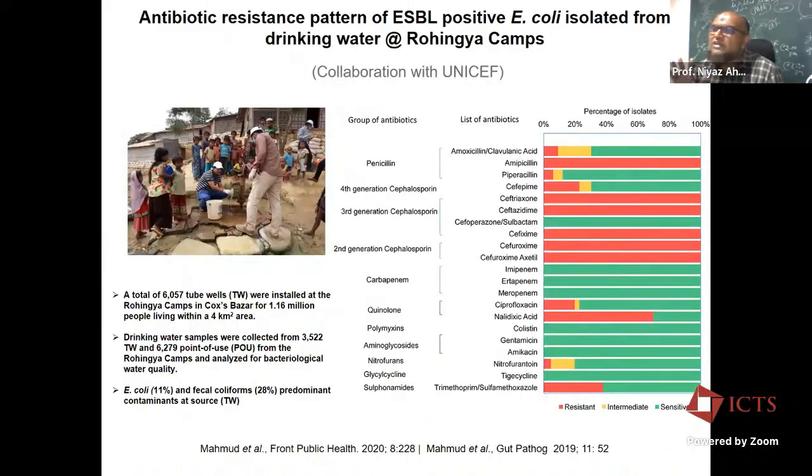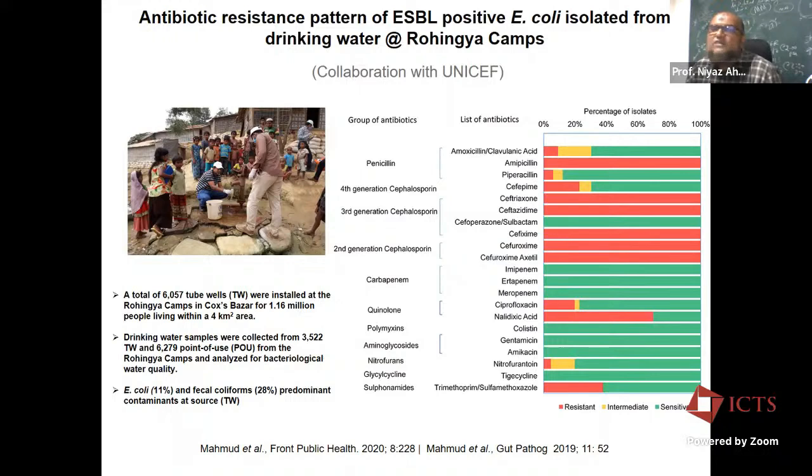It is not that only the municipal settings or the medical facilities report that. In the refugee setting, for example, we had an opportunity to work with UNICEF in the Rohingya refugee camps in Bangladesh. So Ukhia and Cox's Bazar, these are some of the districts which are providing refuge to these forcibly displaced communities from Myanmar, which is like 1 million people living in a 3 or 4 square kilometer area. So very high density setting.